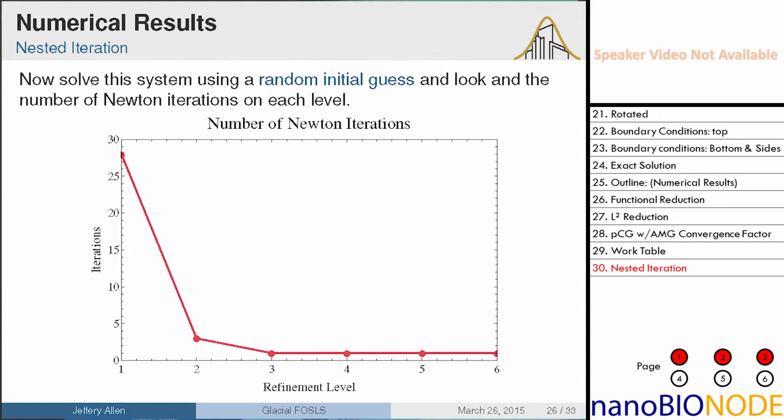Another test we did is starting with a random initial guess and looking at how many Newton iterations it takes to meet some sort of criteria. As you can see, it takes a lot of Newton iterations on the coarsest grid, very important, coarsest grid. Then it takes a couple more on the second coarsest grid, and by the time we get to the third coarsest grid, we're just taking 1 Newton iteration every time. This is one of the fantastic qualities of nested iteration: most of the iterations are done on the coarsest grid, and solving on the coarsest grid is really cheap. So by the time we get to the finest grid, we only have to do 1 Newton iteration.